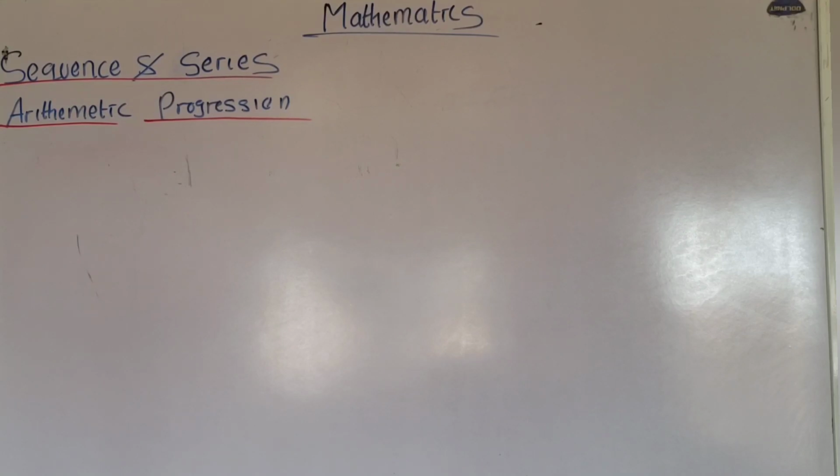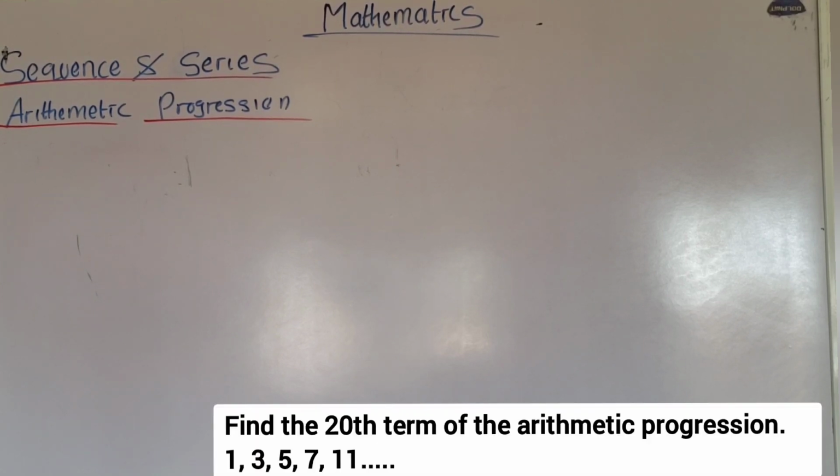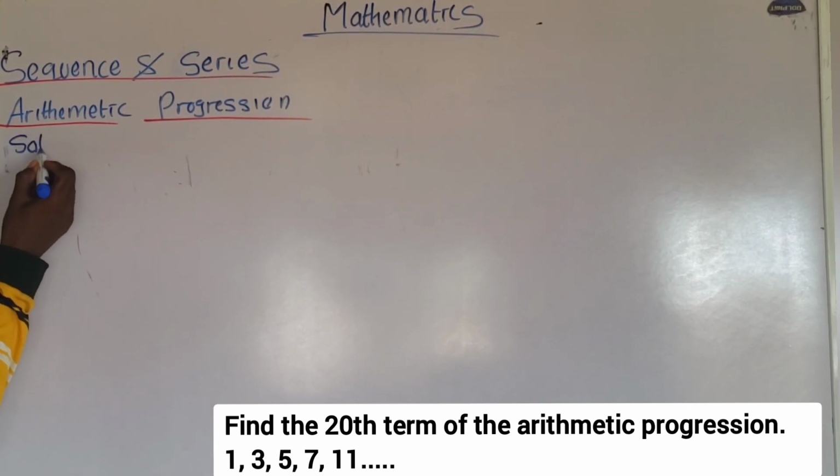In this class, we're going to go over worked examples on arithmetic progression. Okay, let's start with the first question. Find the 20th term of the arithmetic progression 1, 3, 5, 7, 9, 11.